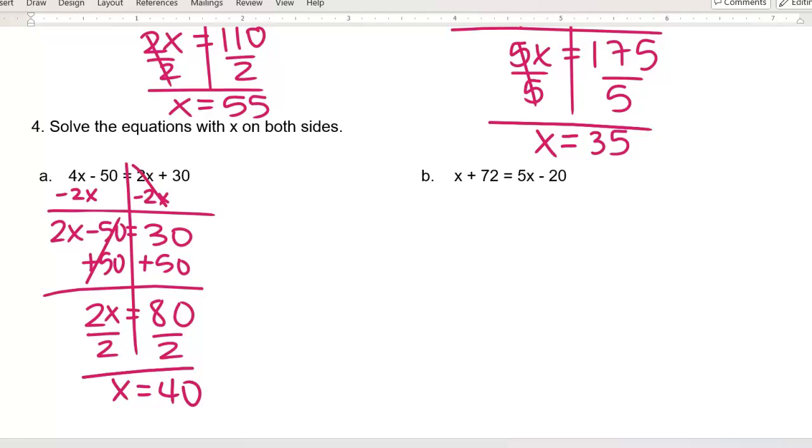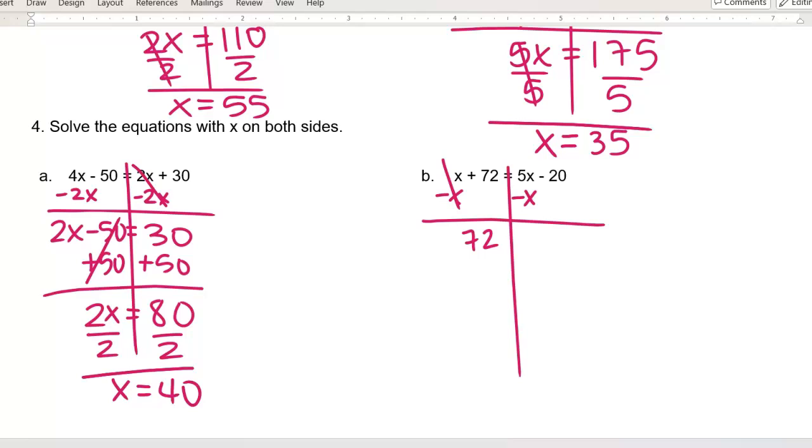Problem B reads x plus 72 equals 5x minus 20. Again, I want to bring the x's together. Then I'm going to bring the numbers together, and then we can divide. Because I see a bigger x on the right side, I'm actually going to do a minus x on this one. Now, we could have done a minus 5x instead, but this is going to give me some positive numbers, and we just kind of work better with positive numbers.